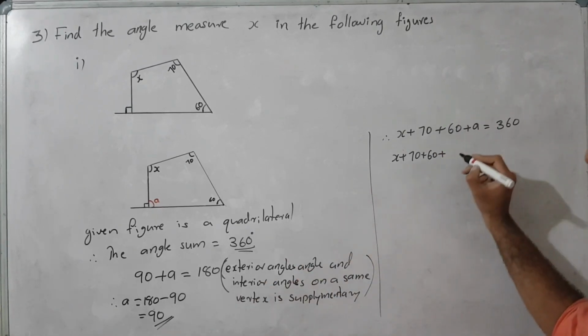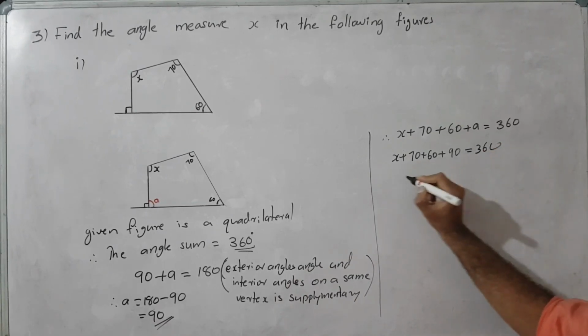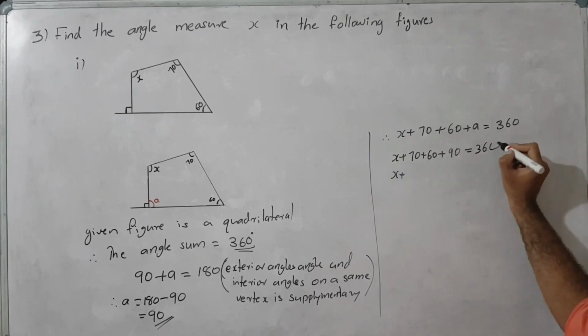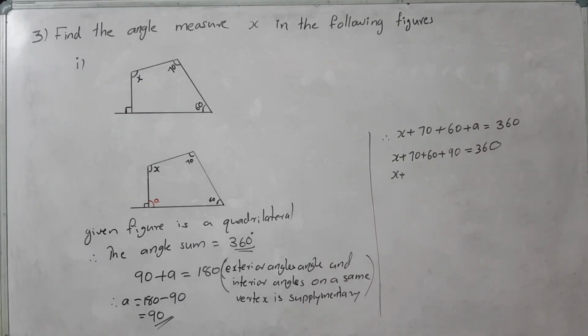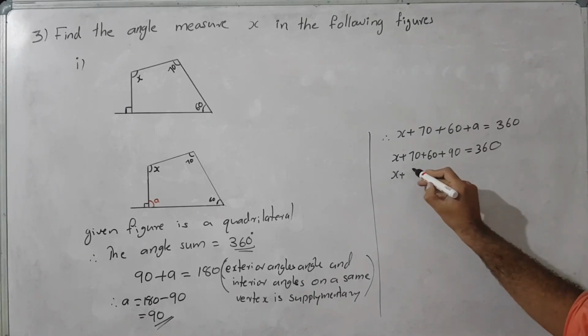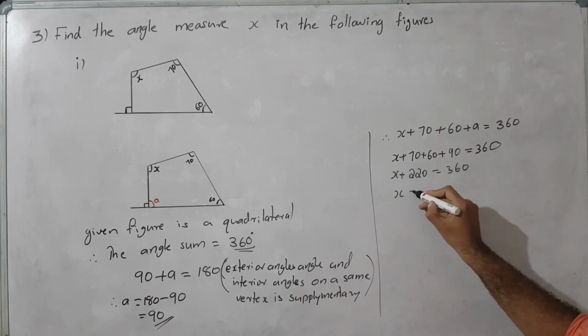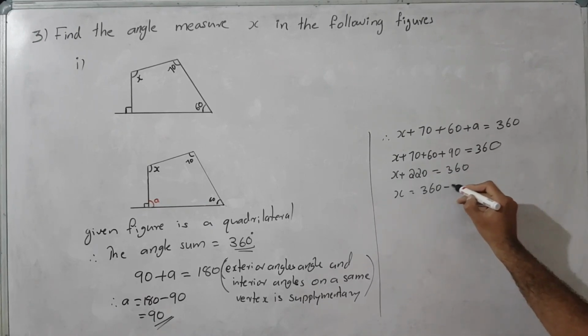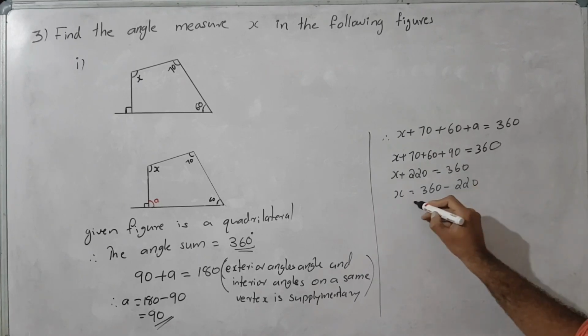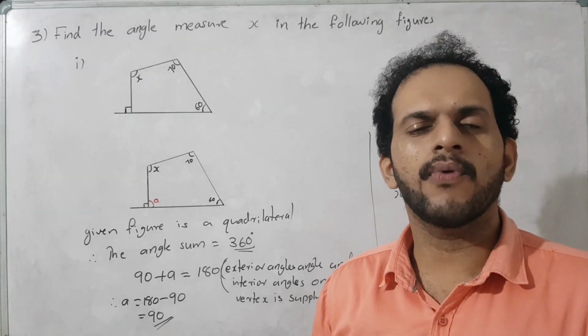A is equal to 90. So x plus 70 plus 60 plus 90 is equal to 360. 70 plus 60 is 130. 130 plus 90 is 220. Therefore, x is equal to 360 minus 220. The value of x is equal to 140.